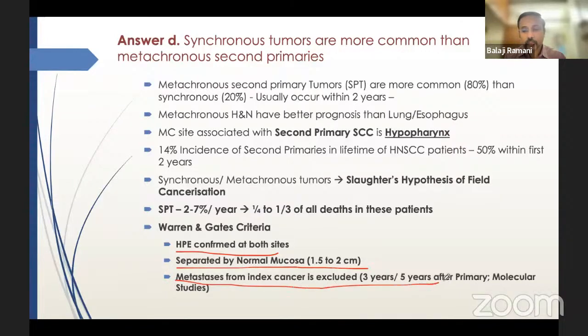So how is metastasis excluded? It should happen around 3 to 5 years after the primary. If the tumor happens 3 to 5 years after the primary, that is when you will call it a second primary tumor. Suppose you get a tumor in the buccal mucosa and then get a tumor again at the same site, then there should be a period of at least 3 to 5 years for you to exclude a metastasis. Some authorities go with 3 years, some take it up to 5 years, so each one will have a different criteria. Generally, though, 3 years is what is mentioned in the books.